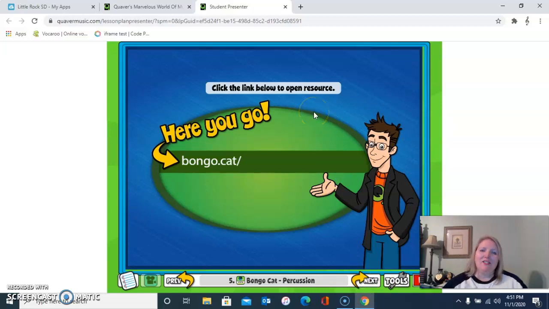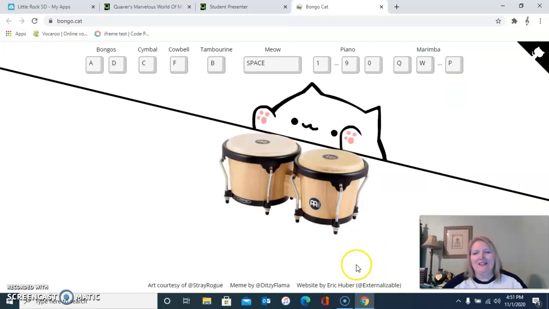All of these next ones are extra, but this is a really fun activity. This is Bongo Cat, so let me show you it real quick. You're going to use the keys on your keyboard to play different instruments. So he plays the bongos with A and D, and the cymbal is C. Cowbell, you get the idea. But he plays different instruments.